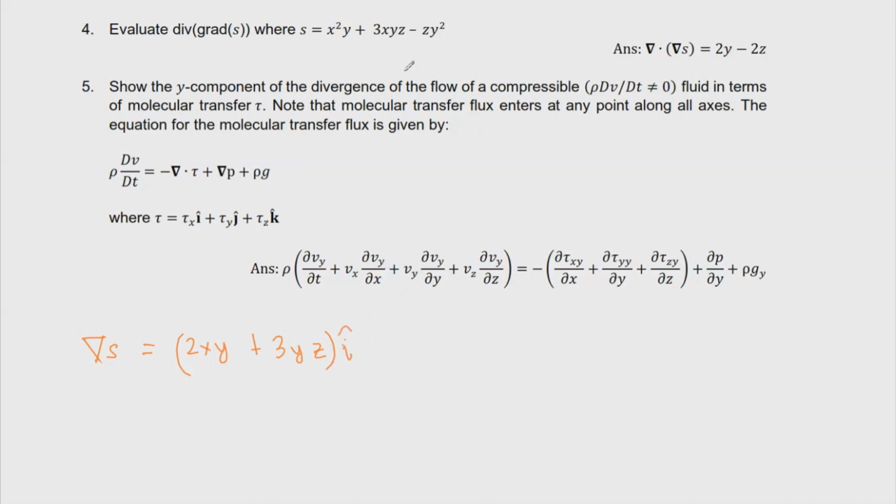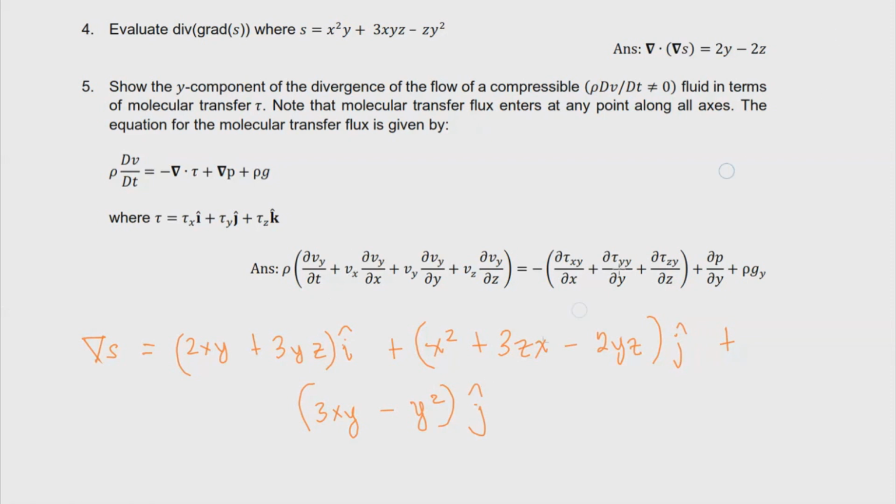And then for the j direction, we have plus x squared, and then we also have plus 3xz or zx, and then minus 2yz. So this is actually the j direction. Then we add again for the z direction, we have 3xy and then minus y squared, and this one is the k direction.